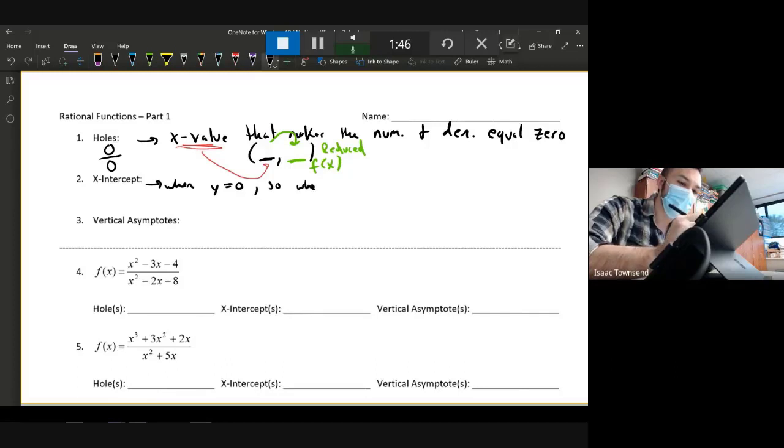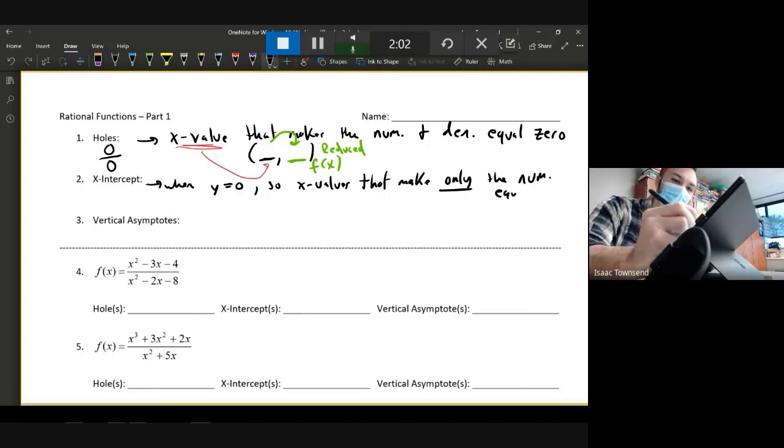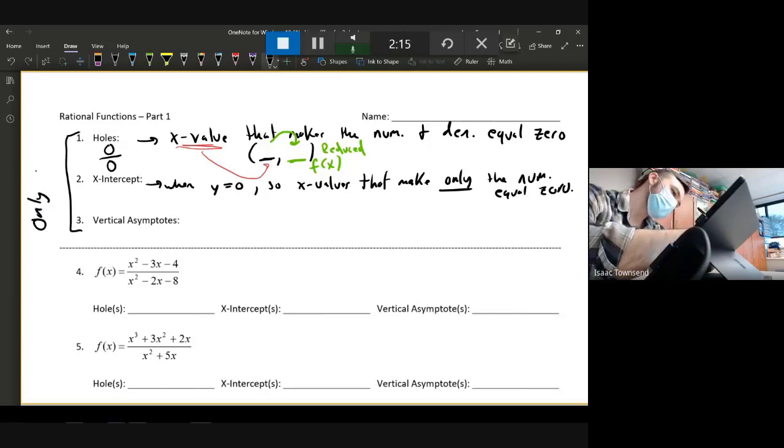So x values that make only, make sure you put the word only in there, the numerator equal 0. Because if it also made the denominator equal 0, it would be a hole instead of an x-intercept. There can only be one of these at a time. Only one at a time.